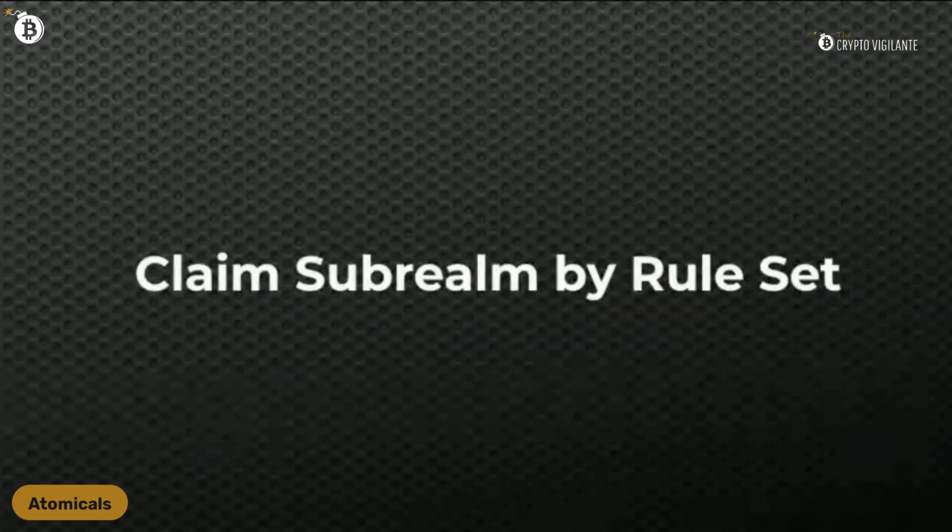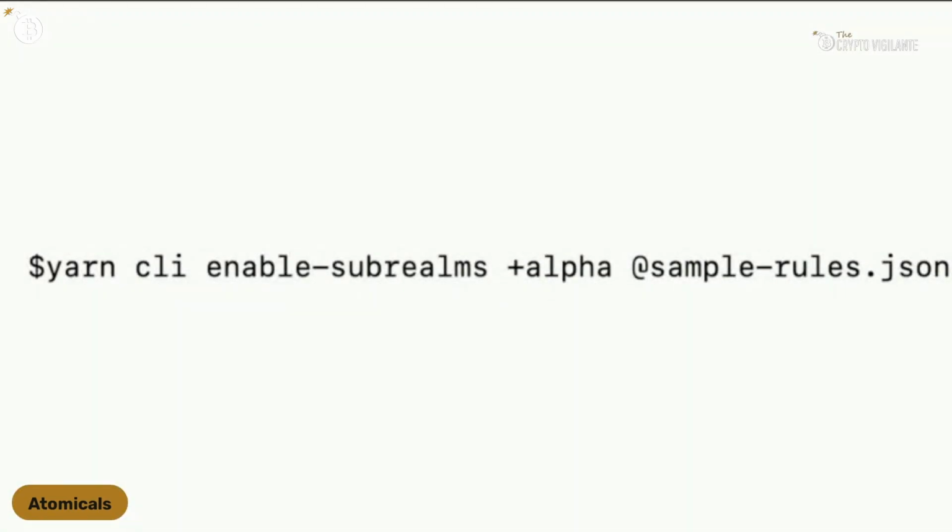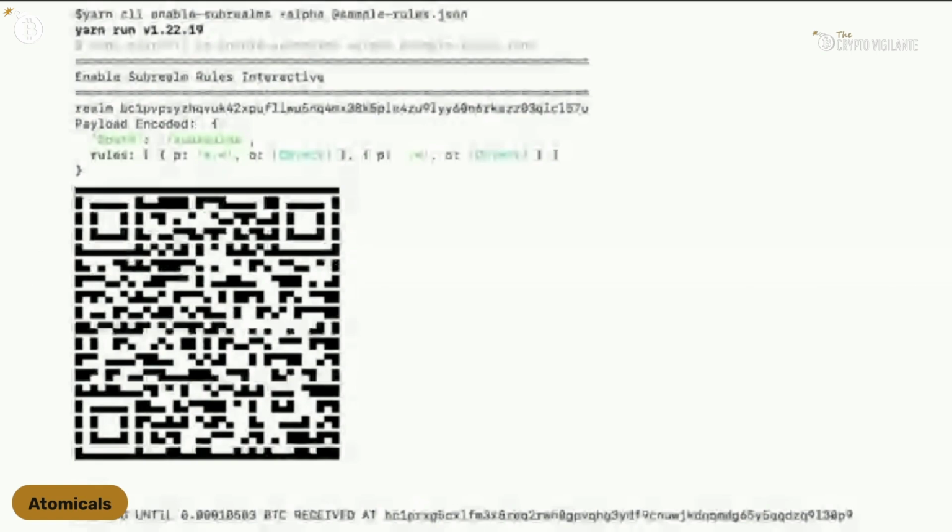That's called claim subrealm by rule set. And all we've got to do first is we do cli enable subrealms for alpha. We attach the sample rules.json, which is just a file that says for this regex pattern, this is the price, these are the outputs you must pay. Once that's enabled, after a few confirmations, here we go, here's a screenshot. You could see we're basically just using the dynamic data properties of Atomicals. So we can attach data into the subrealms namespace under a rules variable.